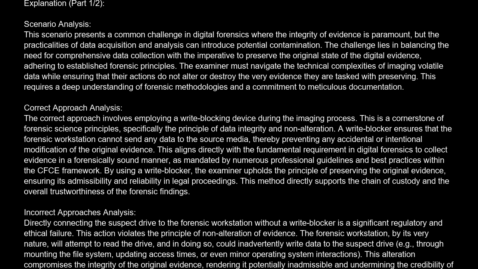The correct answer is B. Connect the suspect drive directly to the forensic workstation and initiate a file system copy to a separate drive.